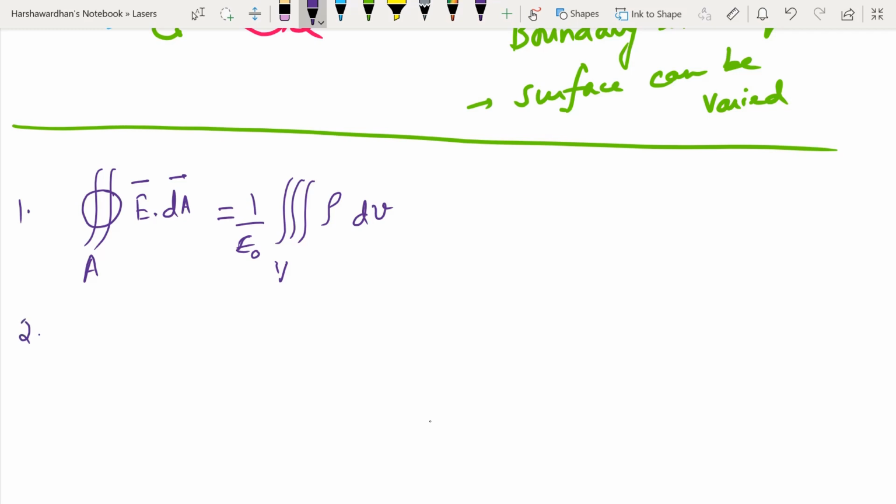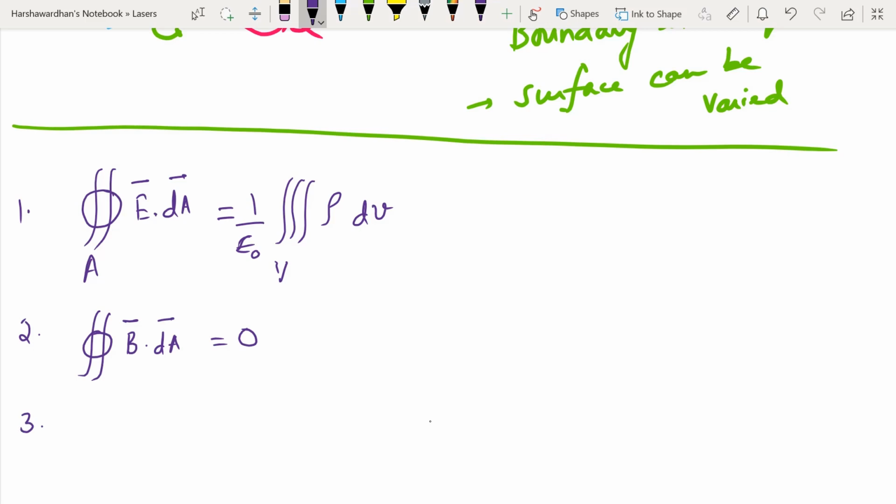The second equation relates again to the net outflow of a magnetic field, and the statement is this, that the net outflow of magnetic field through any closed surface is always going to be zero. There are no notions of magnetic monopoles. This statement is essentially stating that there are no sources and sinks for the magnetic field.